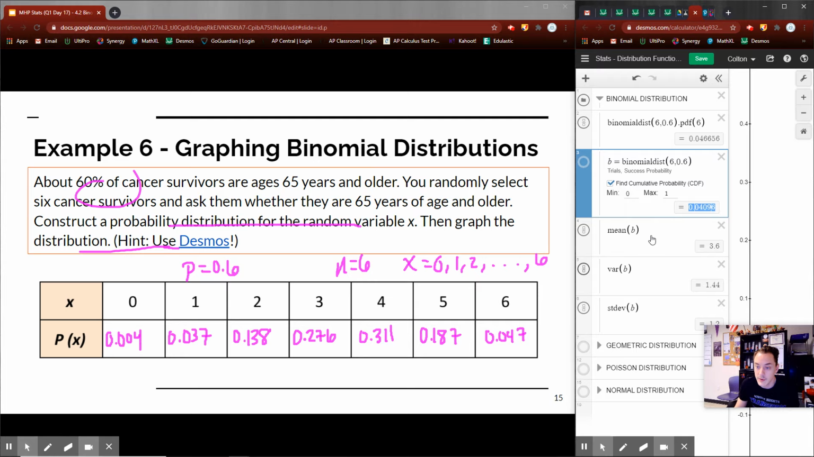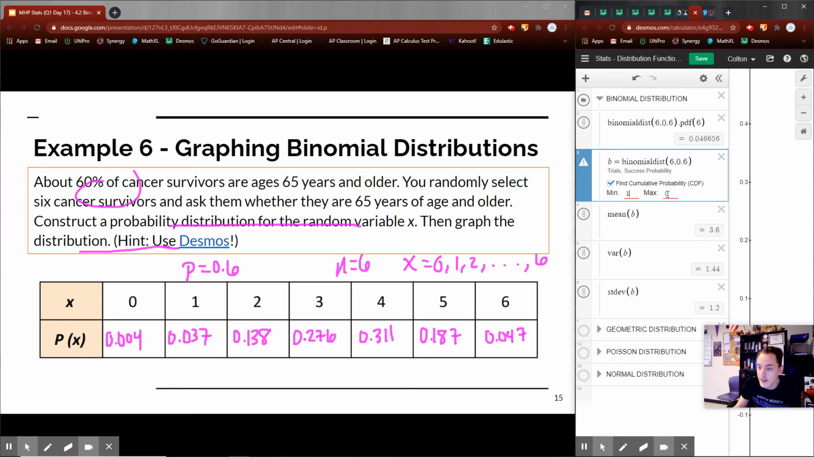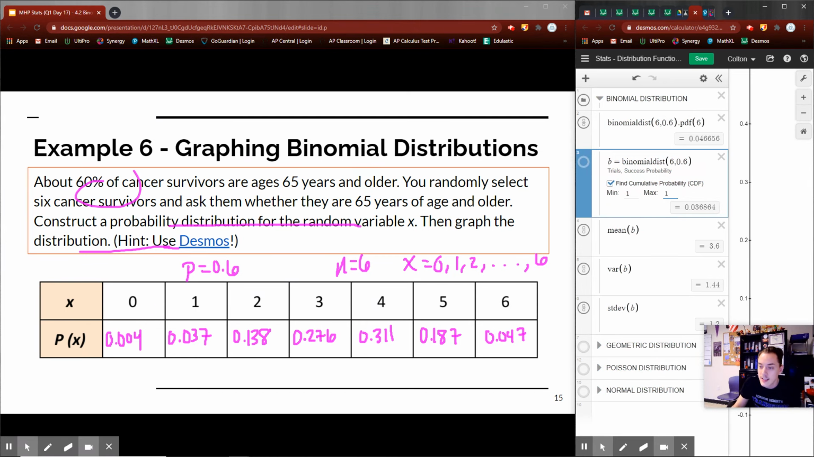Now what if I did just 0, 0? What do I get? I get that. I get the exact same thing, right? Now what if I did 1, 1? If I did 1 and then I went over here and I did 1, I would get 0.368, which is exactly what we got here. We just rounded it. So you can still use the cumulative function for the PDF, the one exact answer. You just have to adjust your min and max. But I don't want to do that. This is what I want to do.